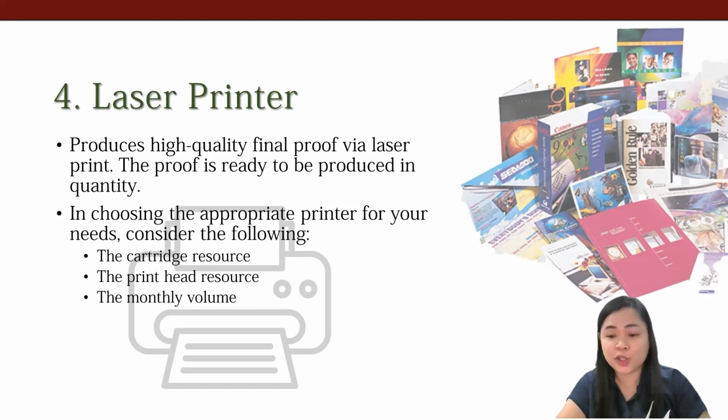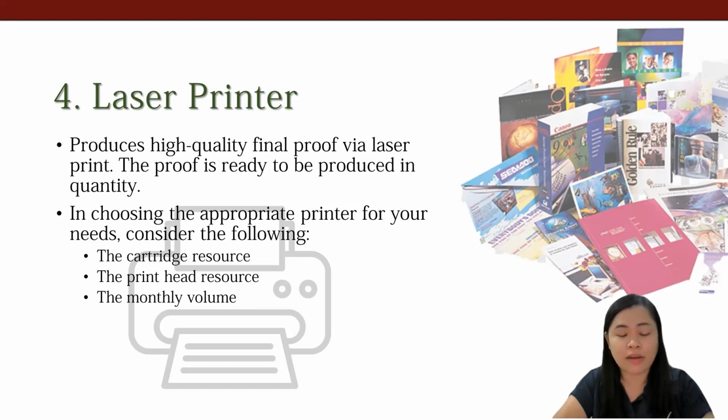We have the cartridge resource, the printhead resource, and the monthly volume. The cartridge resource is the number of sheets, which allows us to estimate the printing cost per page. Next is the printhead resource, which is an important parameter for inkjets, where the printhead is not integrated into the cartridge.